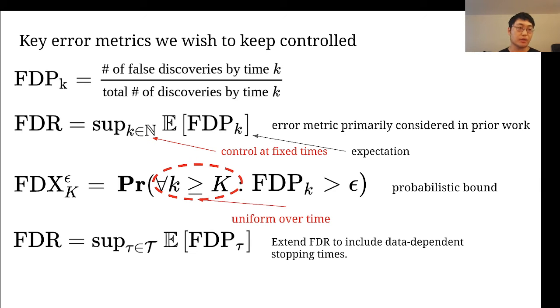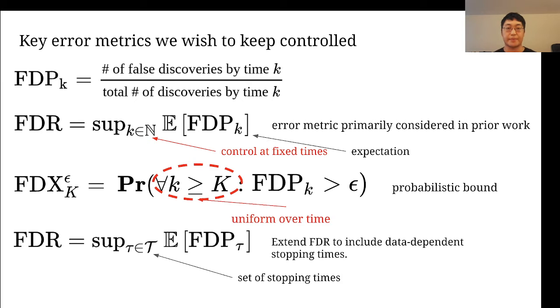We also look at an augmented version of the FDR, where we're not just considering the largest expectation over all fixed times, but also data-dependent stopping times. So we do it over stopping times, and stopping times are essentially times that depend on the data we've gathered already. So maybe stopping at, let's say, the fifth rejection is a stopping time, or stopping once our budget is exhausted, if we have some real-life cost budget.